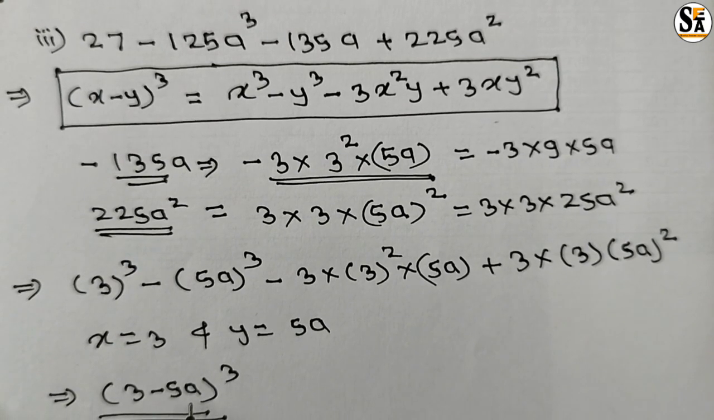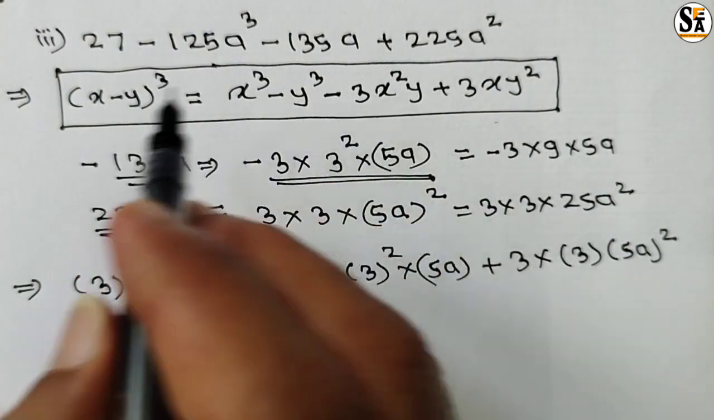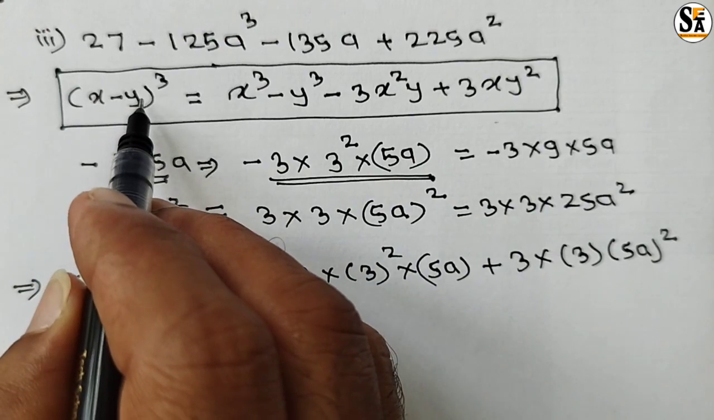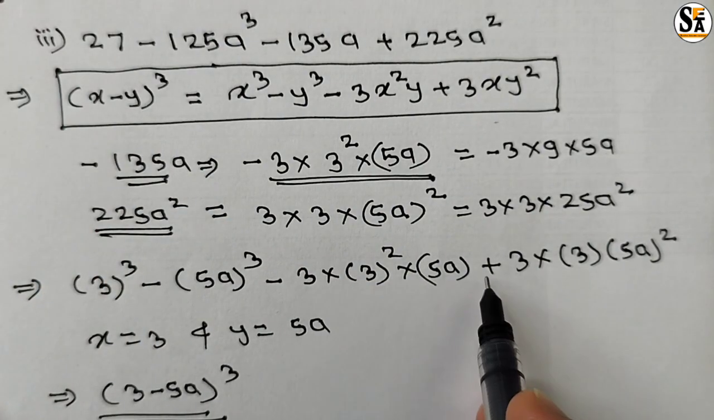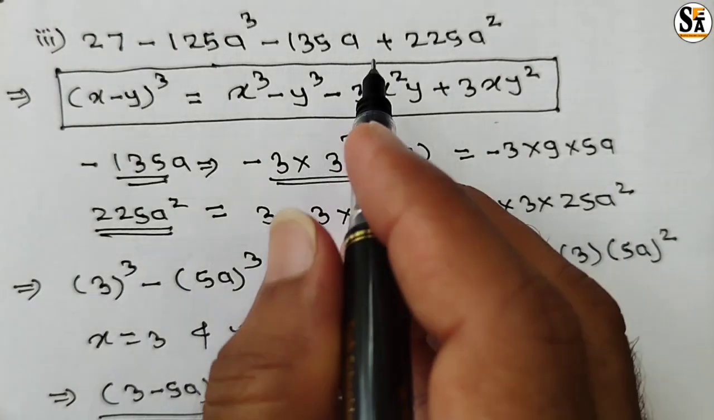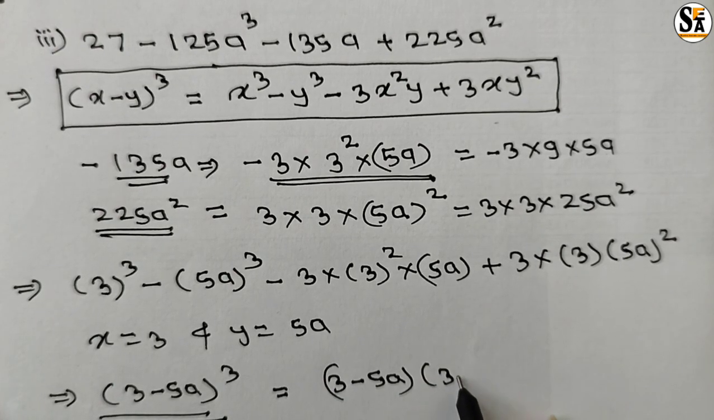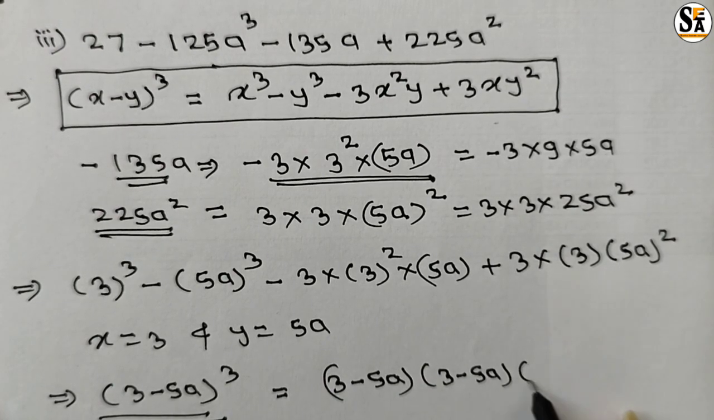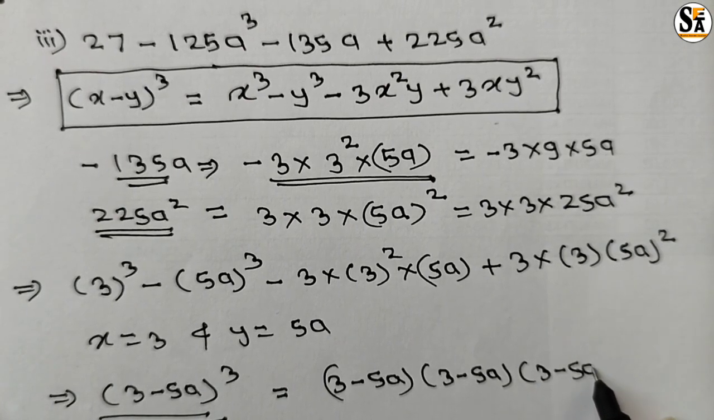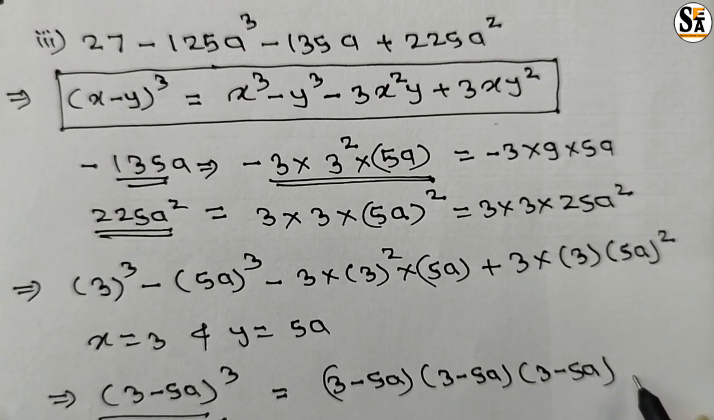So these are the factors of this expression by using this standard identity, because we have matched all the terms to this identity. So our factors will be 3 minus 5a in one bracket, then 3 minus 5a in second bracket and 3 minus 5a in third bracket. So these are the factors of this expression.